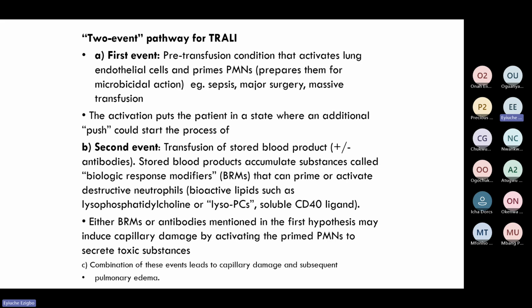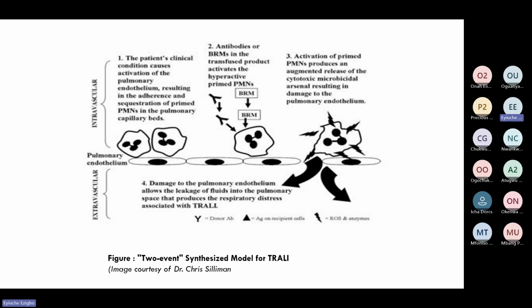So the major underlying pathophysiology of TRALI is that there are situations that lead to white blood cells being activated and primed, and once they are activated, they become aggravated and release their oxygen radicals that can damage the capillary lining of the pulmonary vasculature, leading to escape of fluid into the alveolar spaces and the resultant respiratory distress that the recipient comes down with. So this is the two event pathway model, almost the same thing as we said earlier.